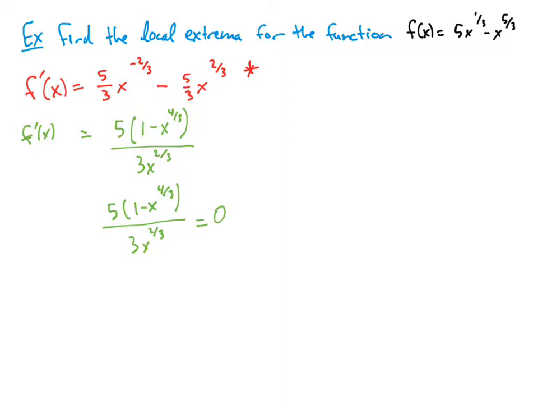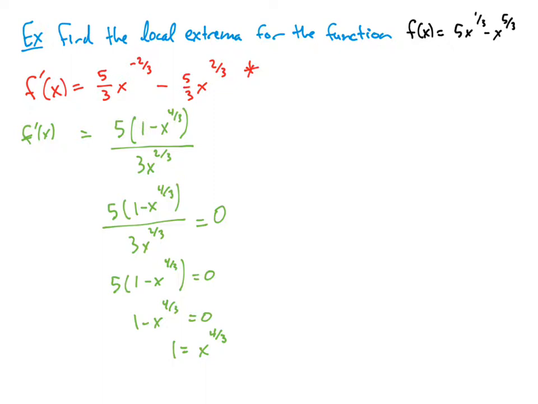A fraction is equal to 0 when the numerator is equal to 0, so we can just set the numerator equal to 0 and solve. So 5 times 1 minus x to the 4/3 is equal to 0. Divide both sides by 5. Okay, so 1 is going to be equal to x to the 4/3. To solve this, x is actually going to equal positive or negative 1. If x is positive 1, we take the third root of positive 1 and raise that to the 4th power. That gives us a positive 1.